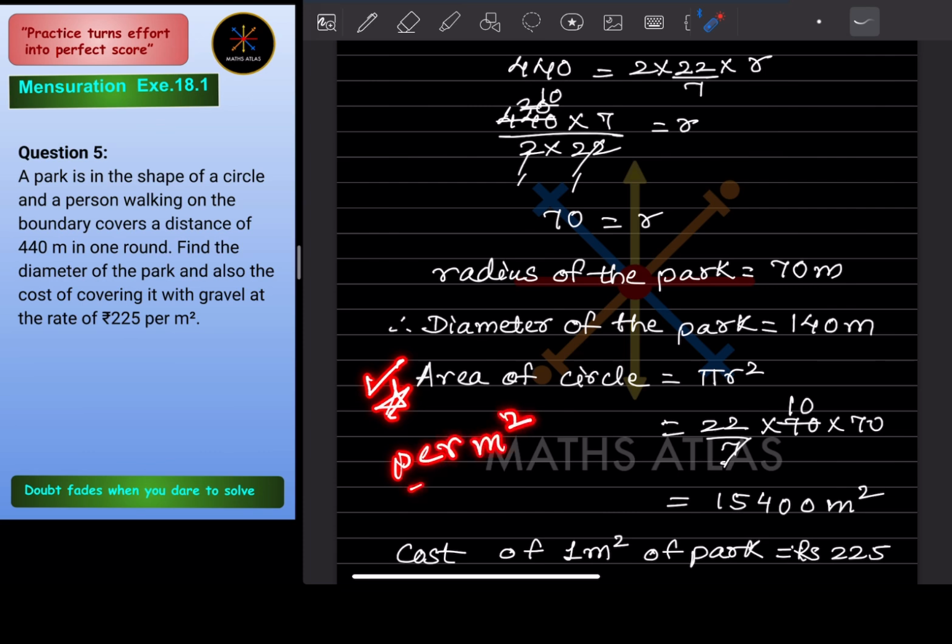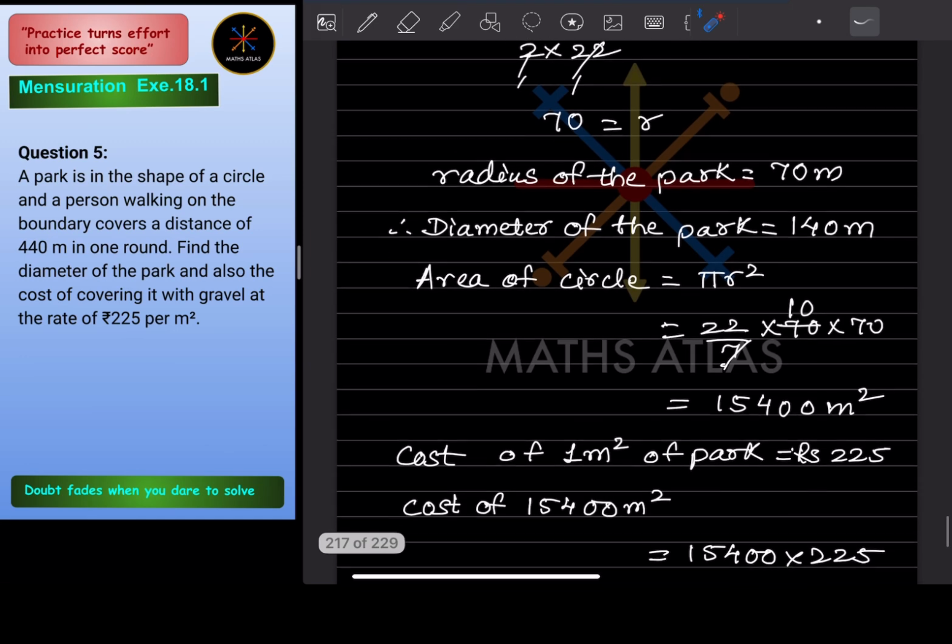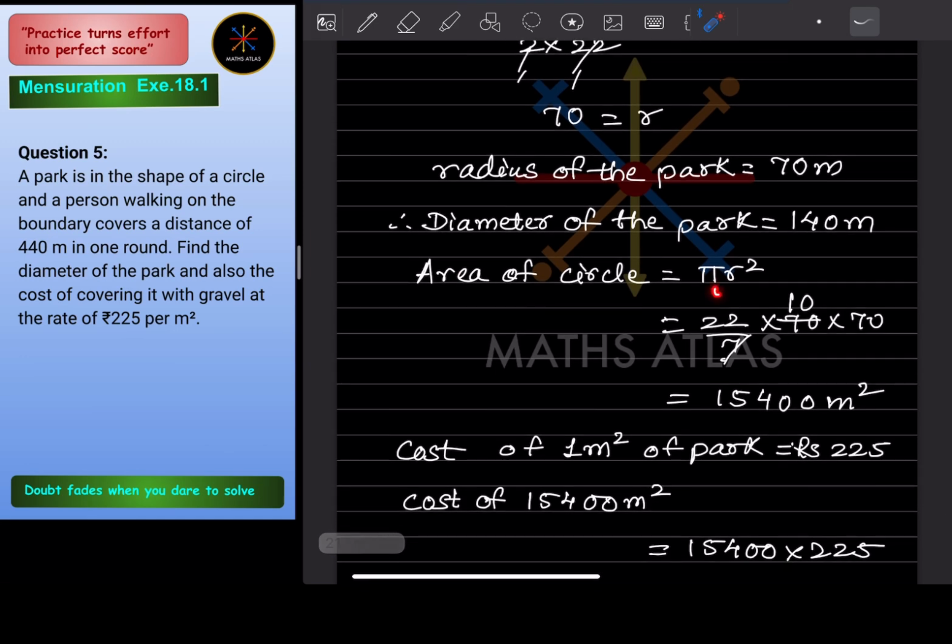If it was just per meter, at this point we could have taken the perimeter of the circle, but this is meter square, which means we have to take the area of the circle. This is again one of the mistakes many of them make, because the unit of area is always going to be in square, and for circumference or perimeter it is just meter. So here you have to take the area of the circle and not the perimeter. This is what you have to remember. So here this is pi r square, which is 22 by 7 into 70 into 70. After simplifying this, we get 15,400 meters square.